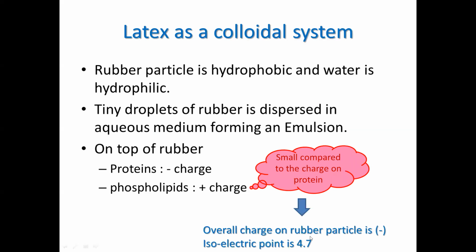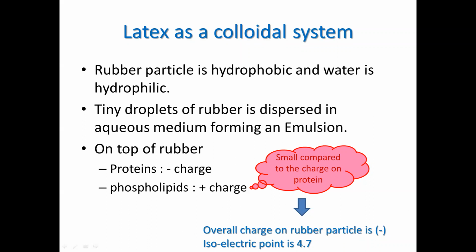So overall charge of the rubber particle is negative, and the isoelectric point is 4.7. This isoelectric point is what we use to find the net charge. It is like a pH, this isoelectric point. It is found by a zeta potential measurement.